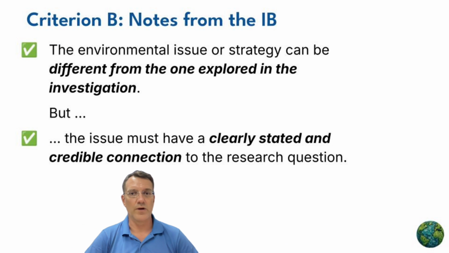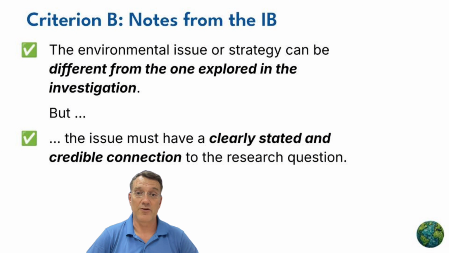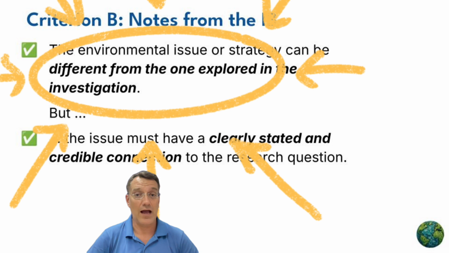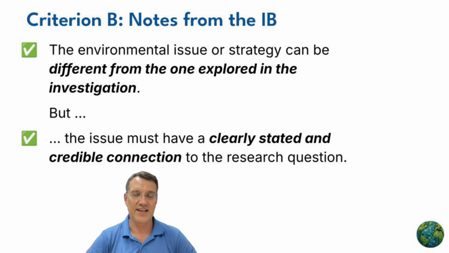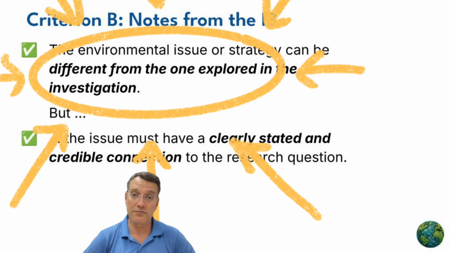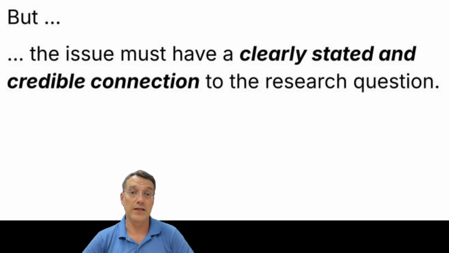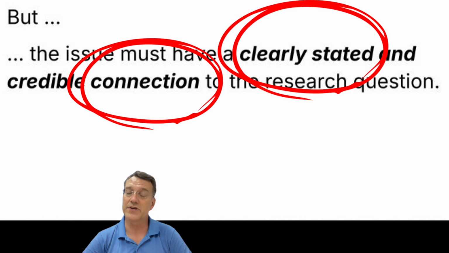Here's something really important that confuses many students. The environmental strategy you describe in Criterion B does not have to be the same thing you're investigating in your research question. Let me say that again. Your strategy can be different from what you're actually studying. However, the issue must have a clearly stated and credible connection to your research question.